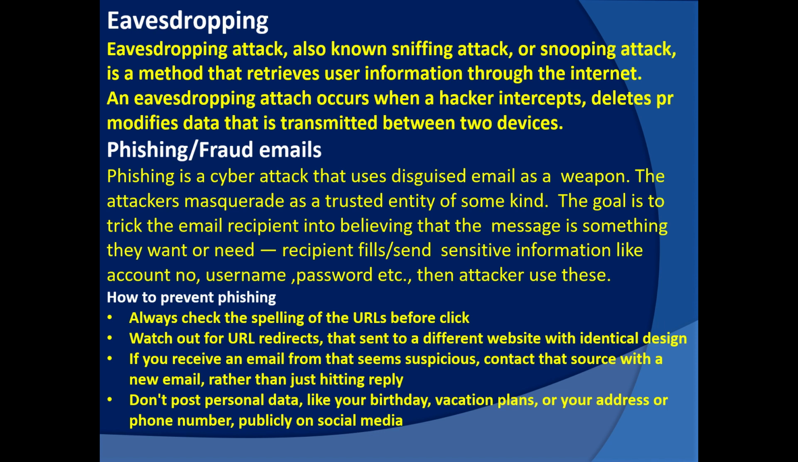But always remember, a bank or whatever will never ask for an OTP or a password or a username, account number, anything as such. Okay. Now, how do we prevent phishing? We must always check the spelling of the URLs before clicking. The original one and the one from which we have got a message or an email. Check if they are the same, or check if something is fishy. Then watch out for URL redirects.